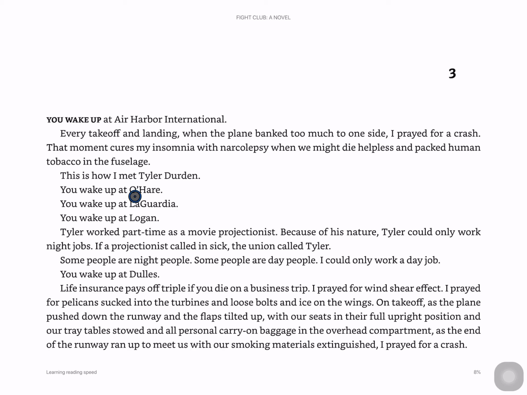This is how I met Tyler Durden. Tyler worked part-time as a movie projectionist. Because of his nature, Tyler could only work night jobs. If a projectionist called in sick, the union called Tyler. Some people are night people. Some people are day people. I could only work a day job.